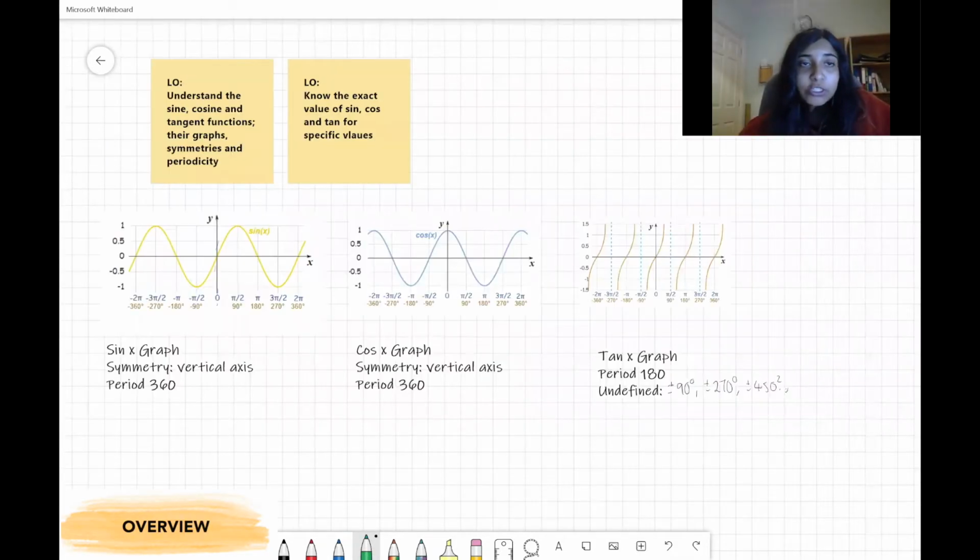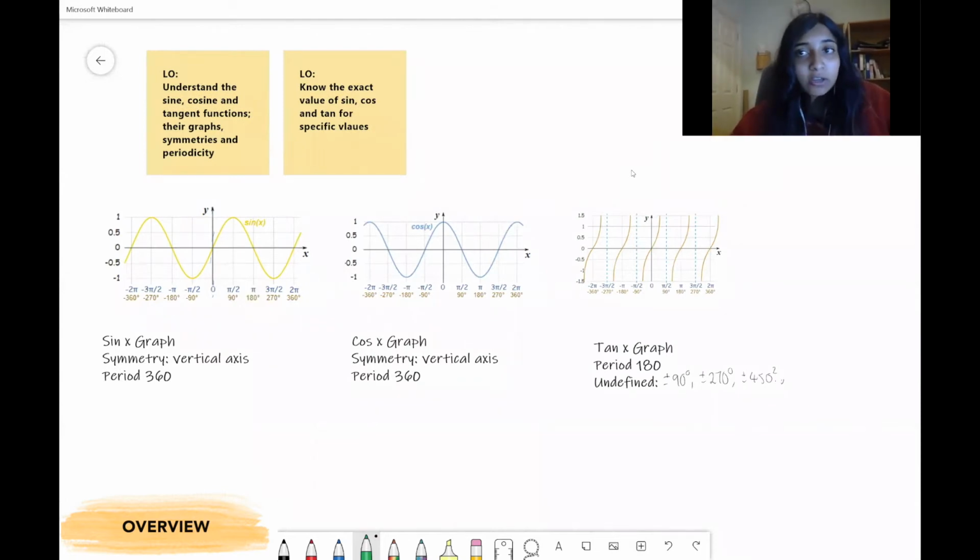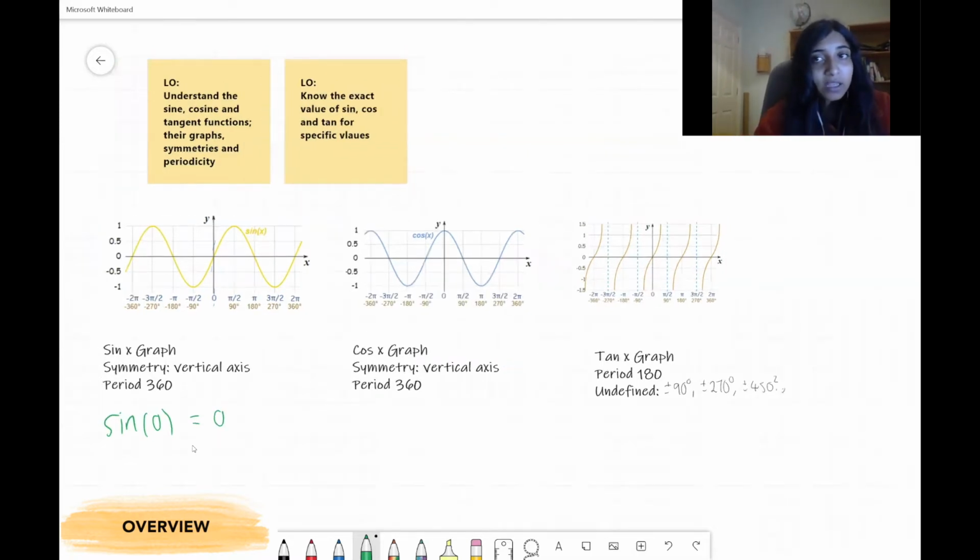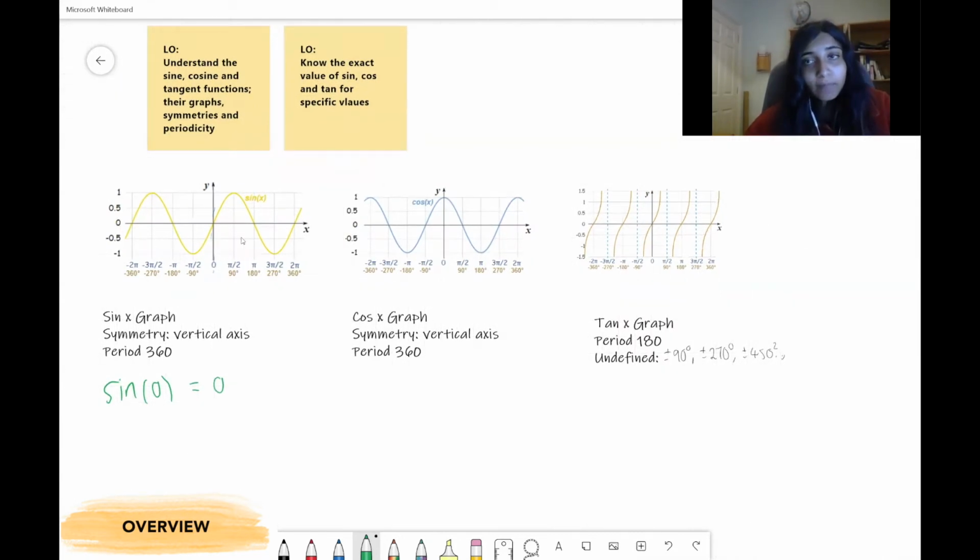So if we move on to the first learning objective about the graphs of the sine, cosine and tangent functions. I've laid out the three graphs that you need to know here, and we can go through them individually. For the first one, we have the sine x graph, and there are some key properties of this graph that you need to understand. The first one is that if you do sine of 0, if you plug that into a calculator, that is equal to 0. So that means that the sine graph goes through the origin.